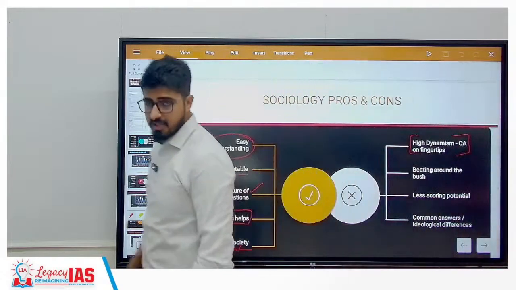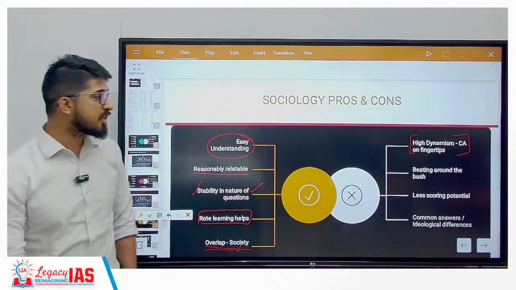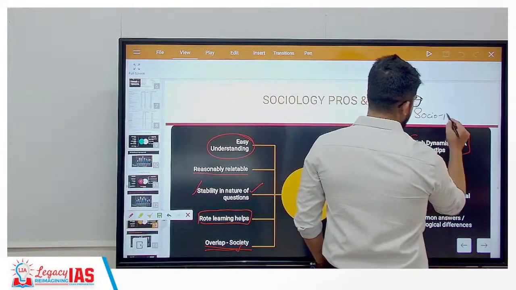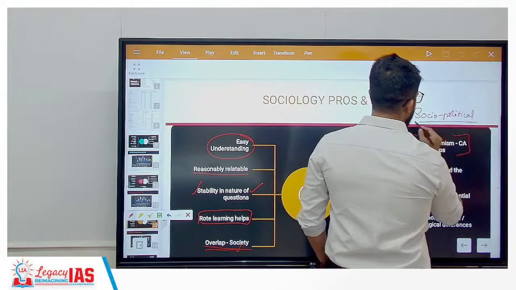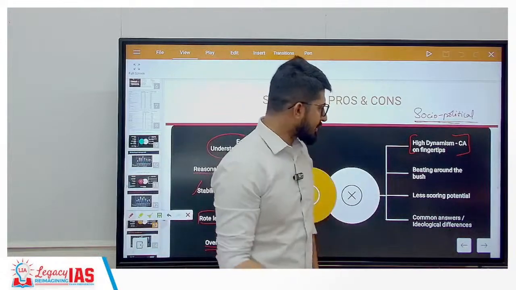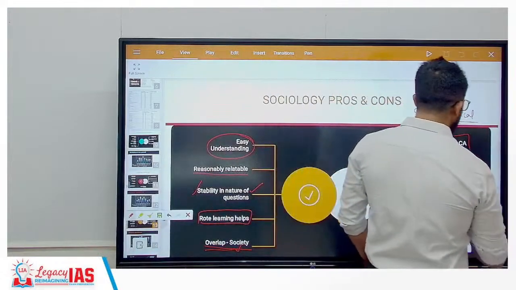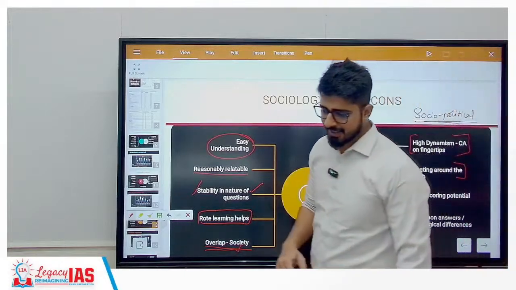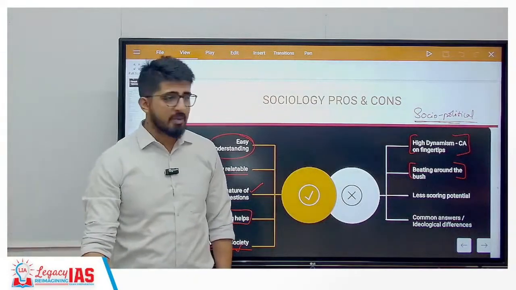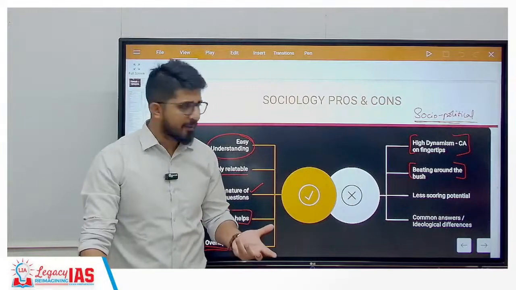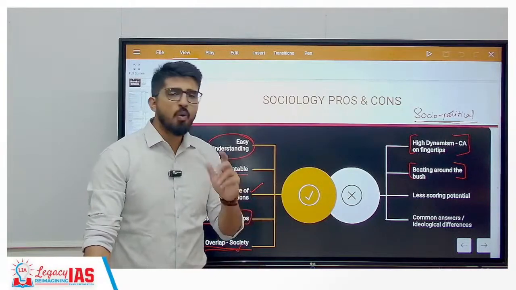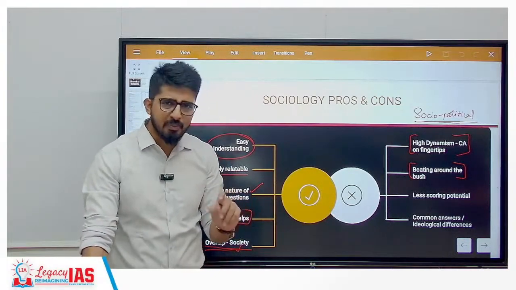And then the negatives of this particular subject. CA on fingertips. That is, your current affairs should be on fingertips related to the social issues, socio-political issues. Current affairs should be on your fingertips. And when you start studying the subject, because you know most of the content already, how the society works and all that stuff, how a marriage works, right? So what is a marriage and what is kinship? Because you know most of these things already, you sometimes feel like you are beating around the bush, okay? Very small nuances will be there. It makes it a bit more confusing.